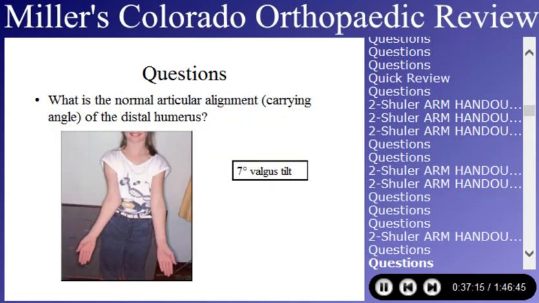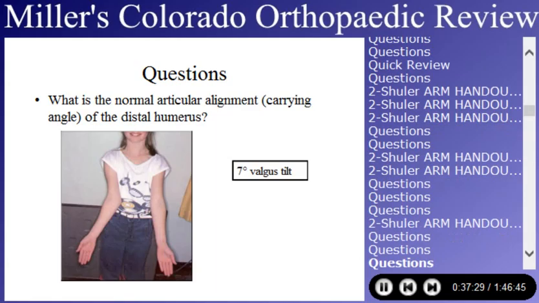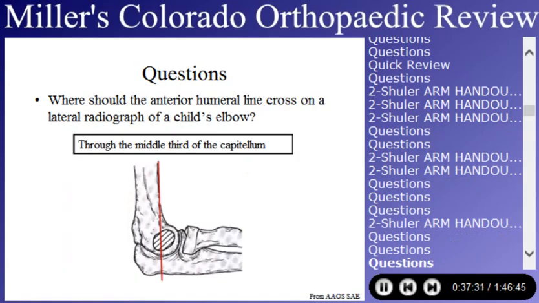What is the normal articular alignment, the carrying angle of the distal humerus? This test question actually came out. This patient had tardy ulnar nerve palsy due to the increased carrying angle from a supracondylar humerus fracture and malalignment. 7 degrees valgus tilt is normal. Where should the anterior humeral line cross on a lateral radiograph of a child's elbow? Through the middle third of the capitellum.